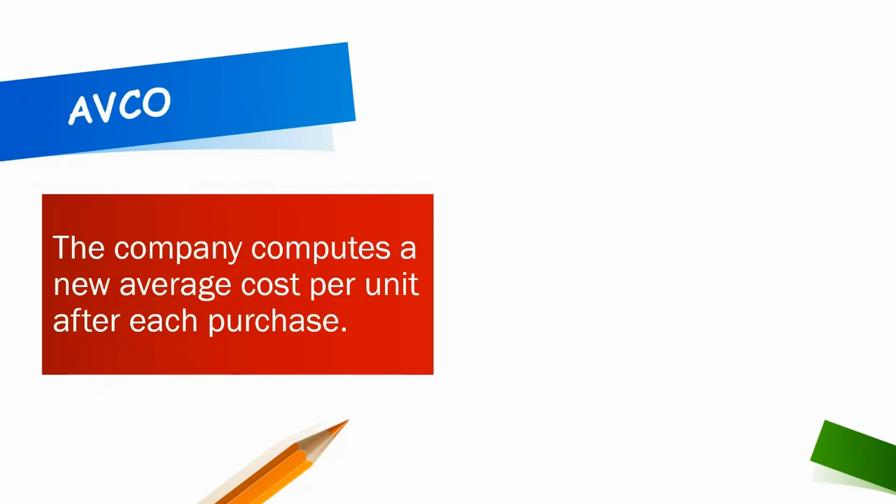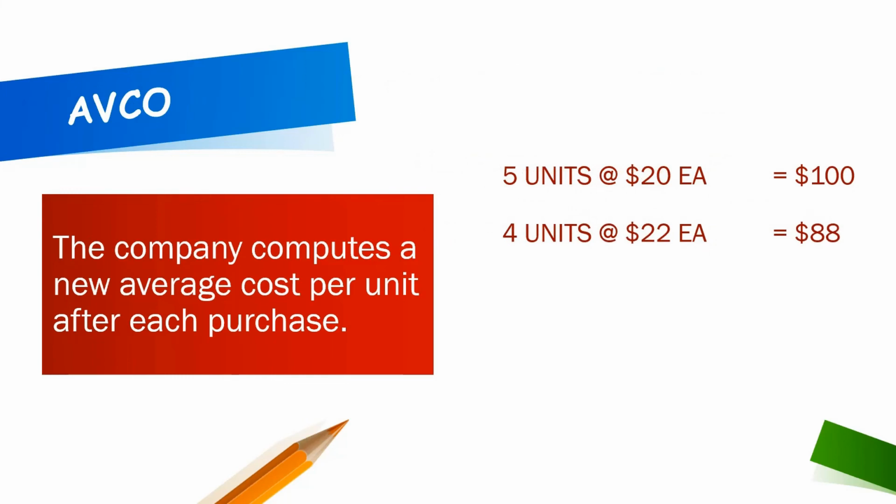The final method of inventory valuation is AVCO, which stands for average cost. Under this method, the business computes a new average cost per unit after each purchase. So let's use the same example as before. If the company purchases 5 units at $20 each, the total value of our inventory on hand would be 5 multiplied by 20, which is $100. Then later in the month, we purchase 4 units at $22 each, giving us a total value of $88.